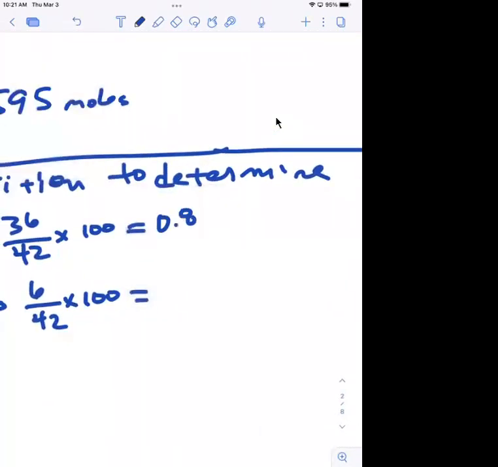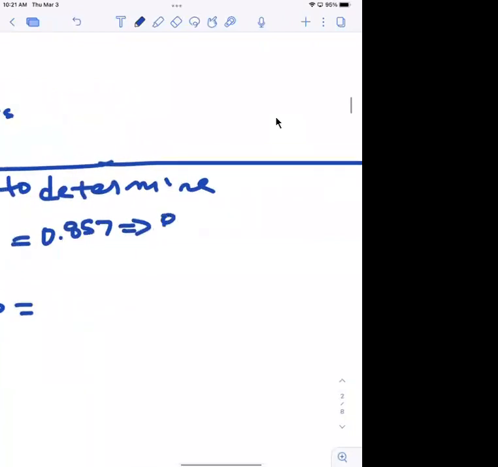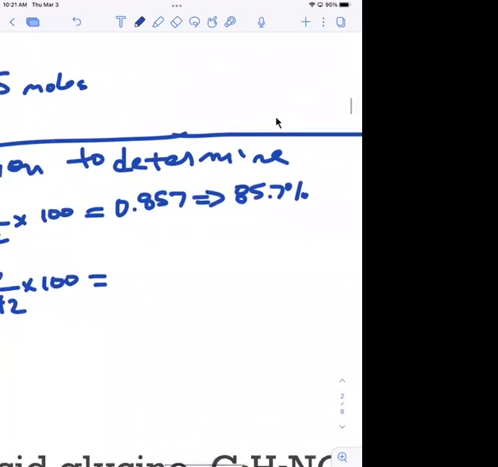0.857. If you want to keep 3, so 85, so this is 85.7%, right? And then by default, this has to be what, 0.143, something like that, if they have to add to 100.